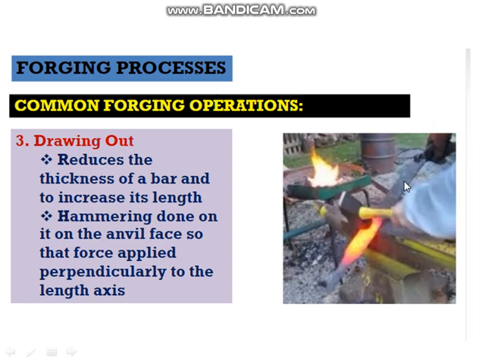Forging process. Drawing out reduces the thickness of a bar and increases its length. Hammering is done on the anvil face so that force is applied perpendicular to the length axis. In the drawing operation, the force is applied perpendicularly. In the diagram, we can see the anvil and the workpiece, heated in this area, and hammering on the workpiece.